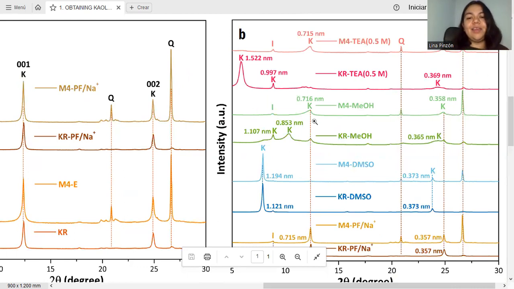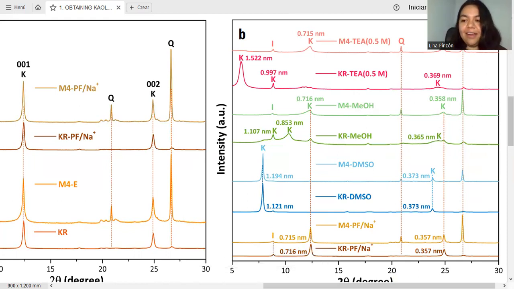In figure B, we observe the diffractograms of the intercalation complexes with DMSO. Initially, the original materials are observed. After forming the complex with DMSO, they increase their basal spacing, with the displacement of the kaolinite phase. Then, in green color, it is observed that the methoxykaolinite complex was only obtained for the Kr clay, and the kaolinite phase of M4 returns to the initial positions.